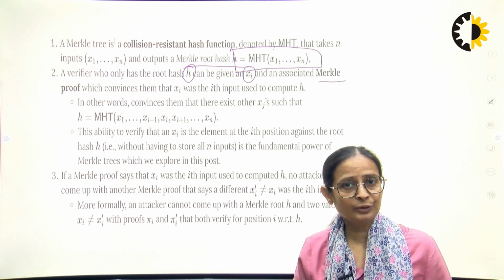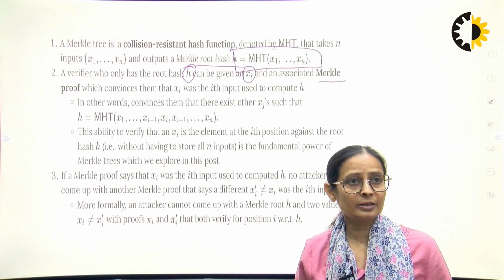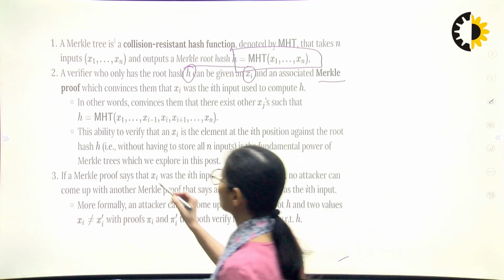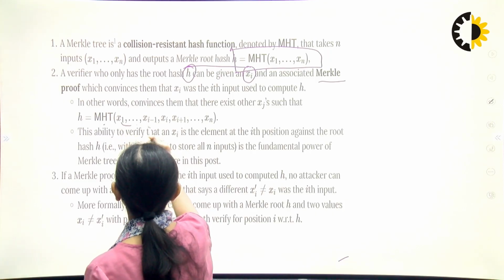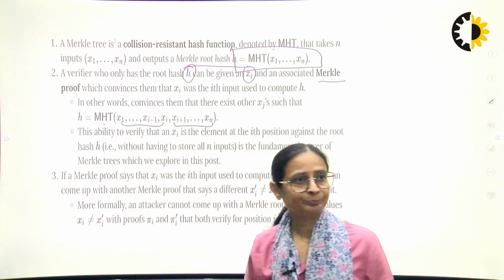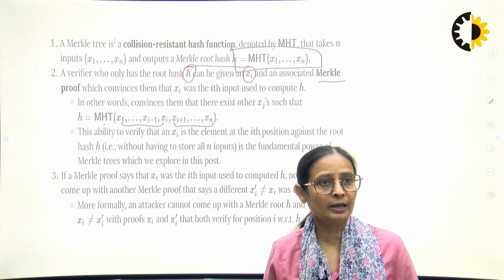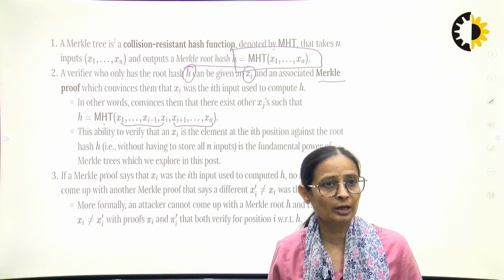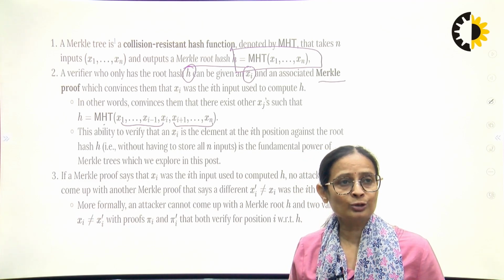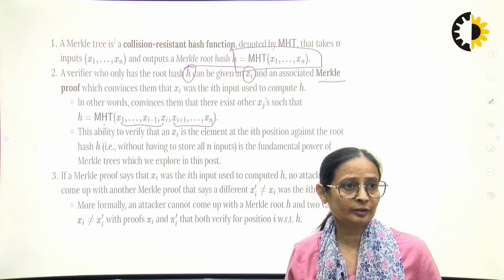So in other words, we are convincing them that there exist other xj's such that H equals MHT(x1 to xi, then xi+1 to xn). This ability to verify that an xi is the element at the ith position against the root hash H without having to store all the inputs is the fundamental power of a Merkle tree.